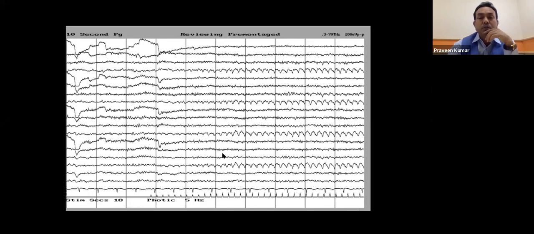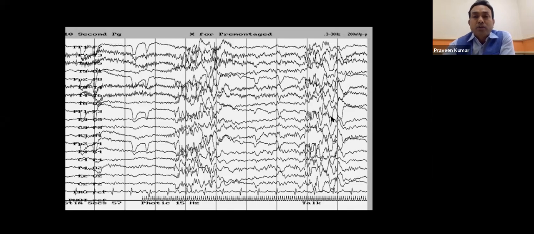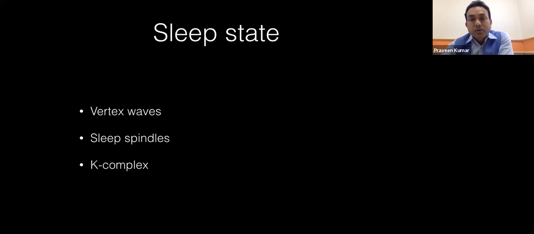So this is photic stimulation: you're giving photic 5 hertz and you're finding the 5 hertz response in the occiput, 1, 2, 3, 4, 5. You give 5 hertz photic and you get the 5 hertz response. You give 8 hertz, you get the 8 hertz response in the occiput. This is photic driving. And if it is a photoparoxysmal response, with the photic stimulation you get generalized epileptiform activity, and that is suggestive of photosensitive epilepsy.